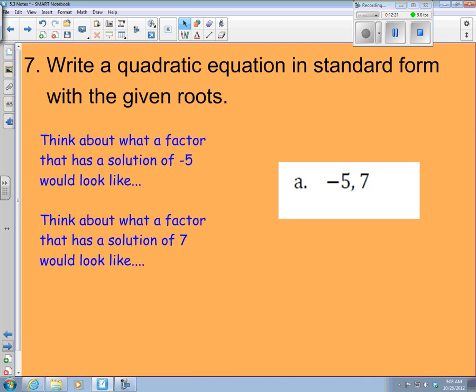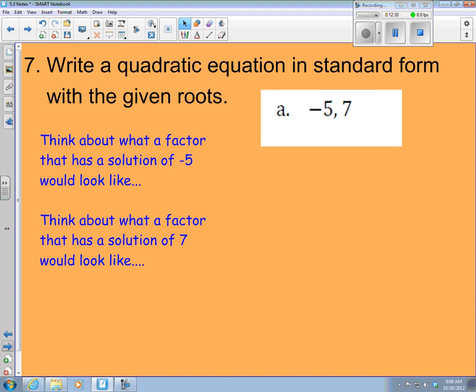Here it says write a quadratic equation in standard form with the given roots. So now I'm saying negative 5 and negative 7 are my roots. Or you could say they're my zeros. Or you could say they're my solutions. Doesn't matter.